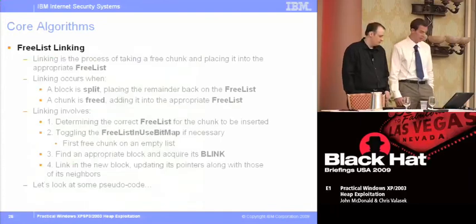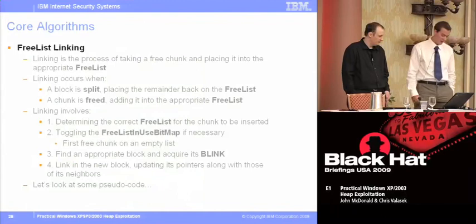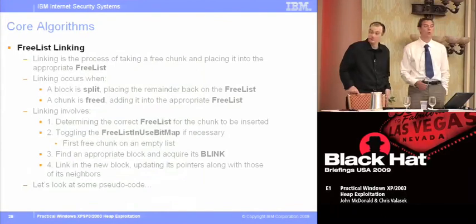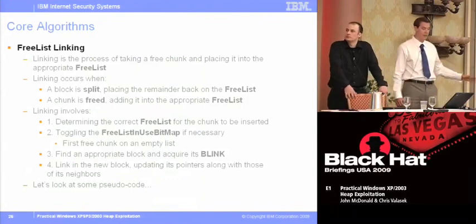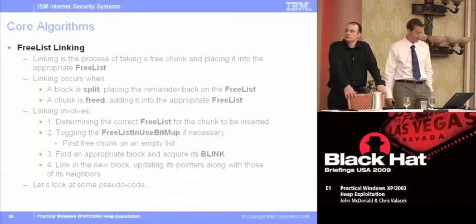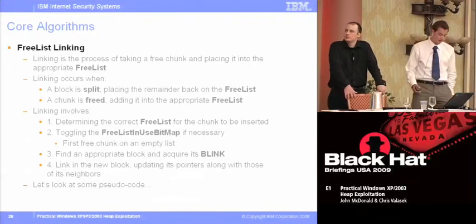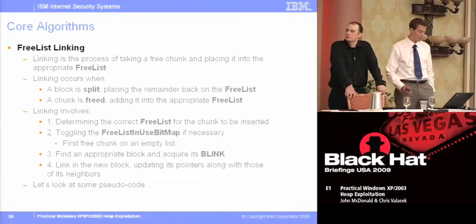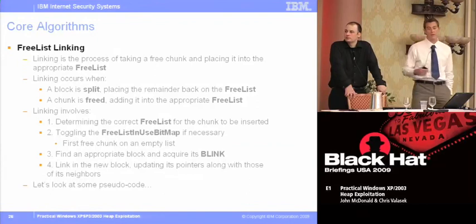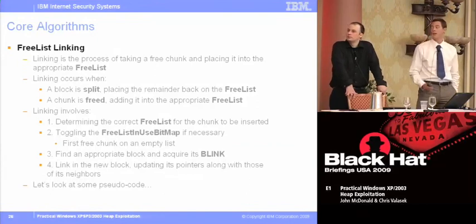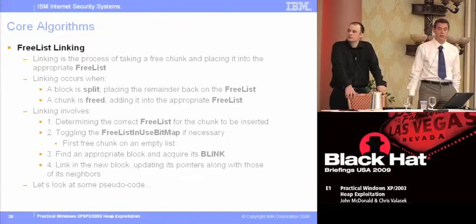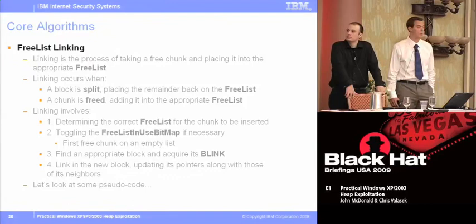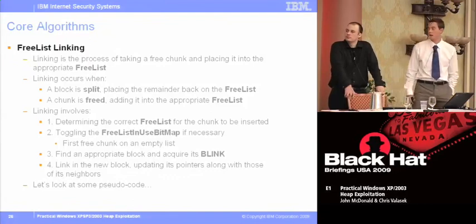And this brings us to linking then. Linking will happen when a chunk is freed or a chunk is allocated and it needs to be split, returning the result to the application and the remainder back to the free list. It determines what free list it should be on, and then toggles the bitmap, like we talked about before, just as when removing it. It finds an appropriately sized block, gets its backlink, that is a block that's bigger than itself, and then it links it in. And it should be noted that linking in doesn't actually have any safety checks. And this is what we'll talk about, and in our demo we'll show you how we abuse the linking to actually get the win.